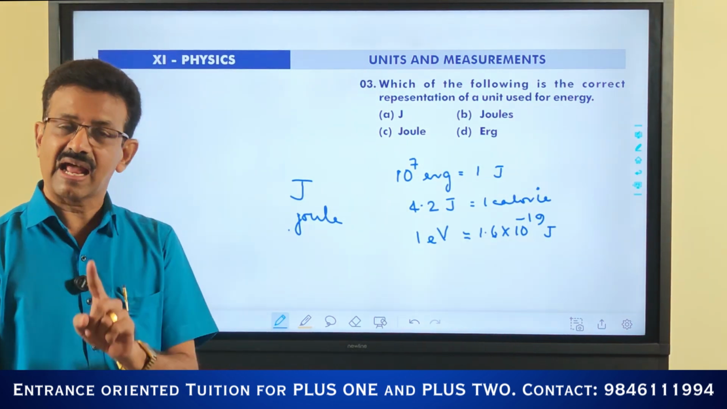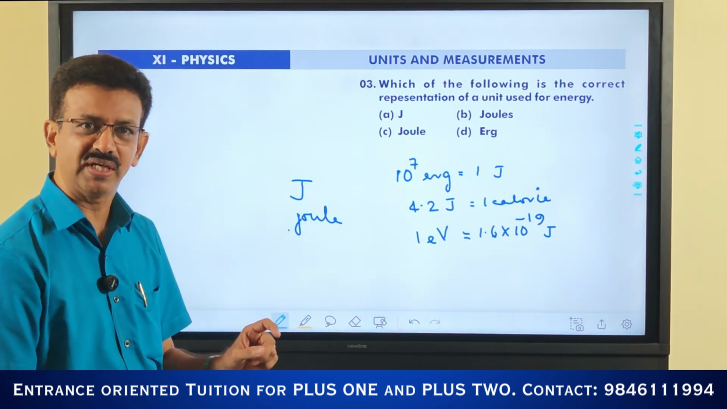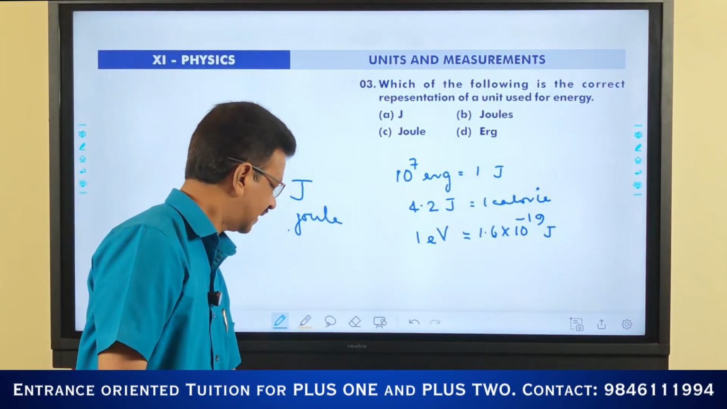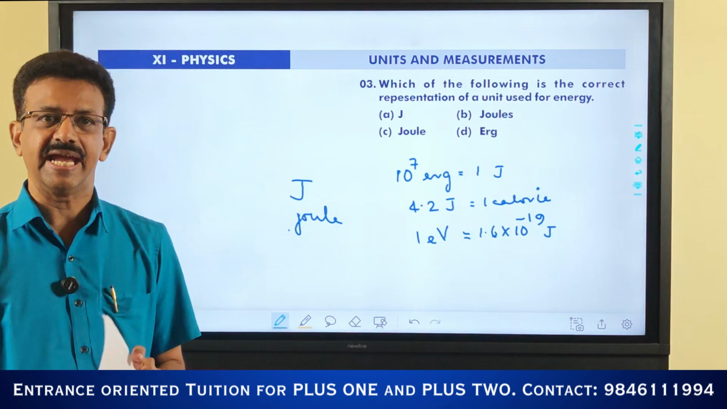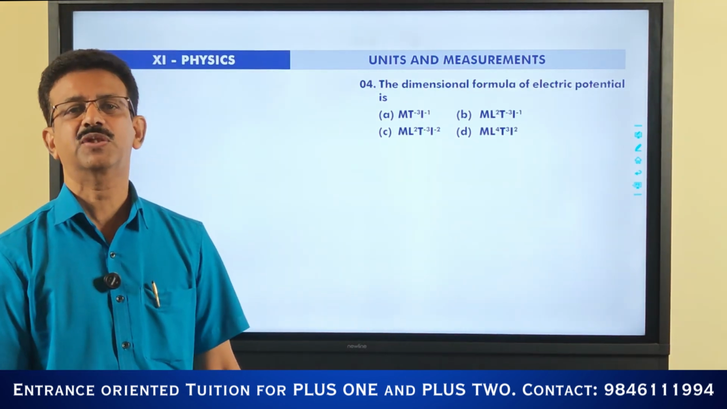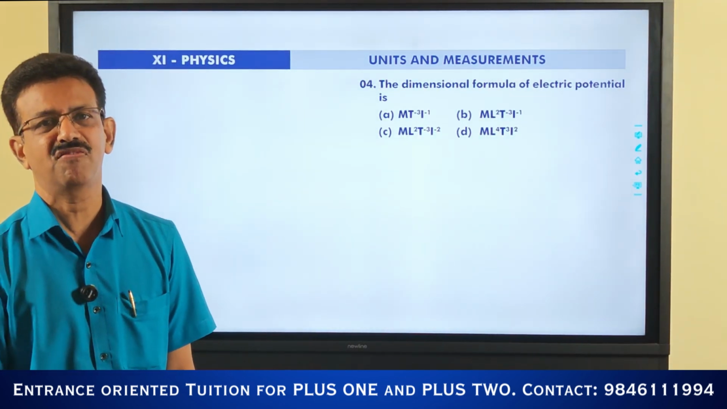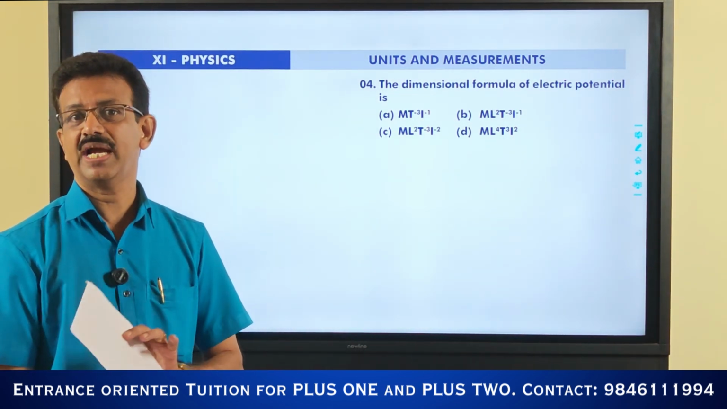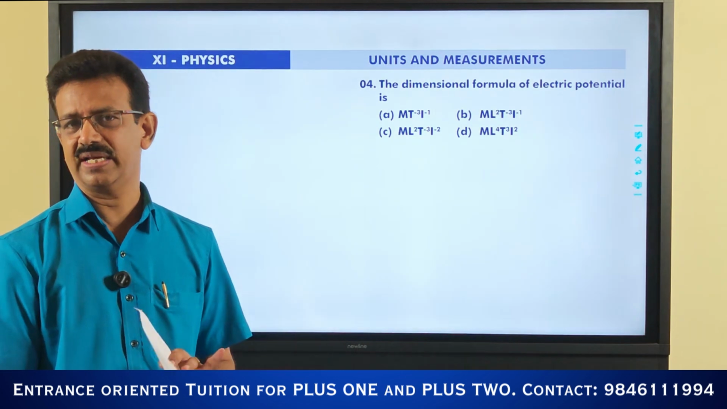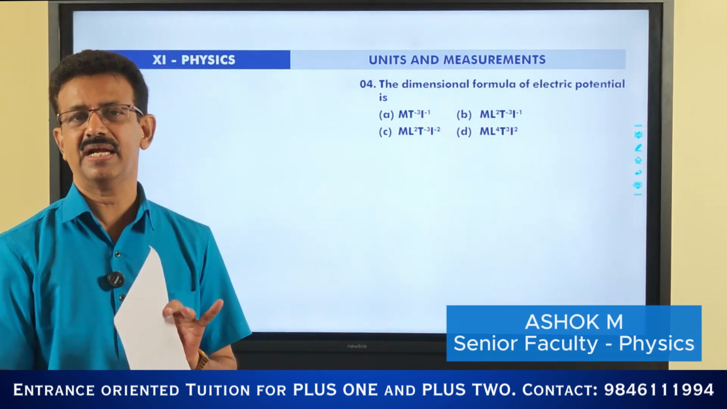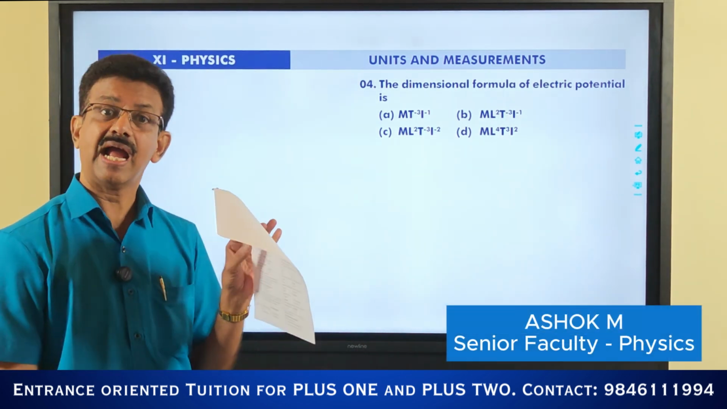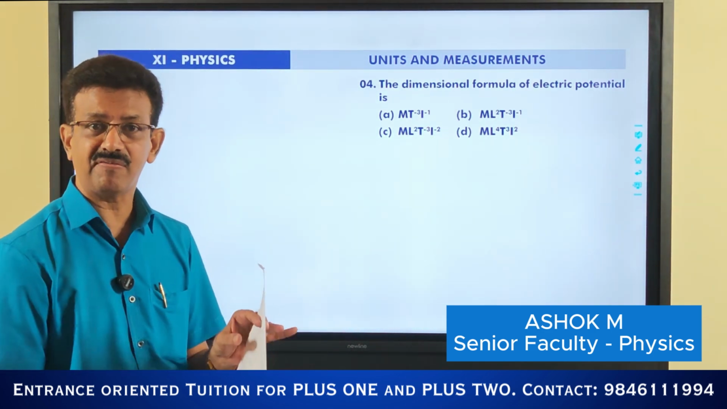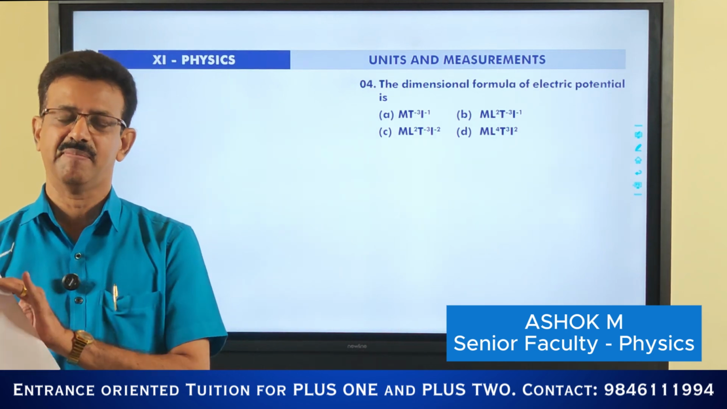Therefore, here, the correct representation of joule is capital J in the given question. Therefore, the correct answer is A. Next question is about the dimensional formula.